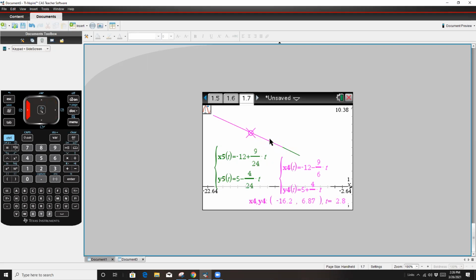And then the starting points, you could just type in t equals 0, and then see, all right, that one starts at negative 12, comma 5 when t is 0. And then this one also starts at negative 12, 5 when t is 0. So that's how you do all that with a calculator.